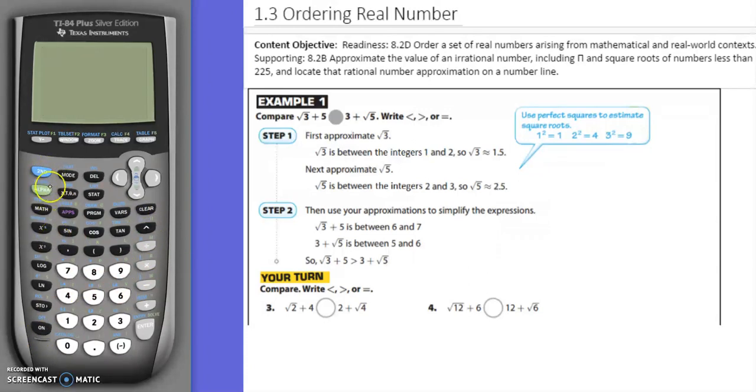So if we take the square root of 3, I got 1.73. And if I add 1.73 plus 5, I get about 6.73. So the left side is 6.73, about, approximating. Now let's do the square root of 5.